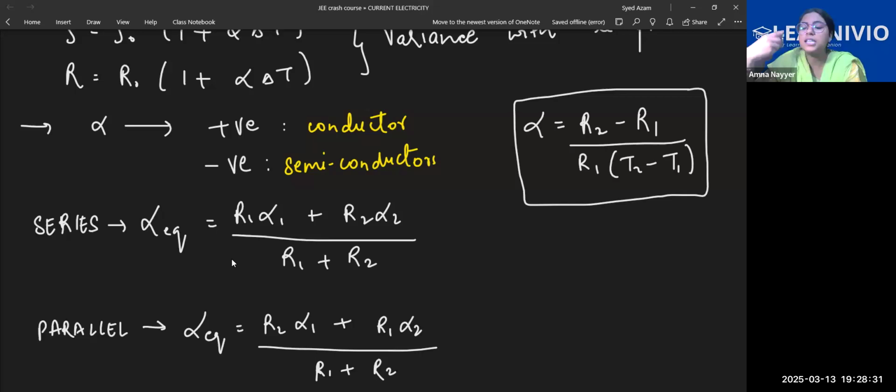But if the same connection is made in parallel, just interchange these two. R2 into alpha 1 plus R1 into alpha 2 divided by R1 plus R2. Is it clear till here?